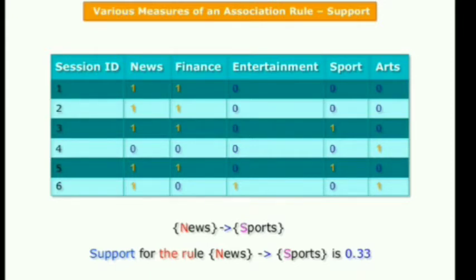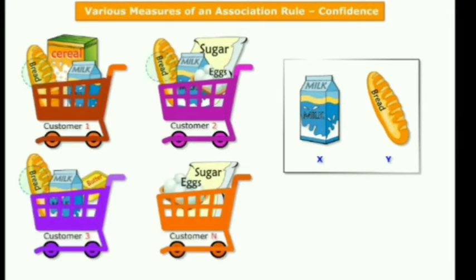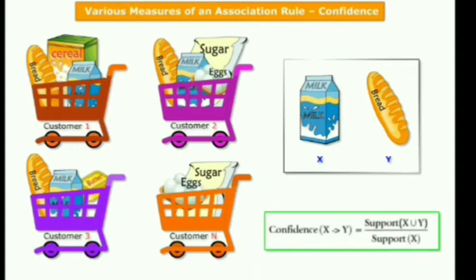Confidence. Given two items X and Y, confidence measures the percentage of times that item Y is purchased given that item X was purchased. It measures the likelihood of occurrence of the consequent of the rule out of all the transactions that contain the antecedent of the rule. Confidence provides the reliability measure of the rule. Confidence of the rule X implies Y is calculated as confidence X implies Y is equal to support X union Y divided by support X.